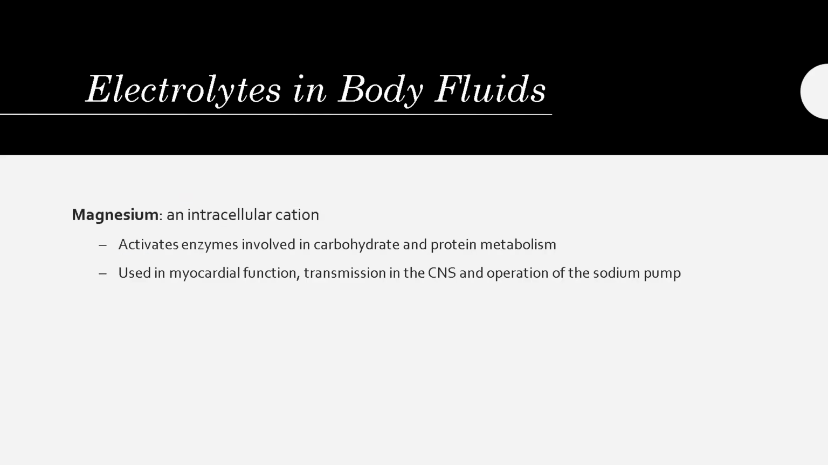In adults, about 54% of total body magnesium is part of bone matrix as magnesium salts, and the remaining about 46% occurs as magnesium ions in intracellular and extracellular fluid. So magnesium is going to activate enzymes. It's involved in carbohydrate and protein metabolism. It's also used for myocardial function, in the transmission in the central nervous system, so these action potentials, and also in operation of the sodium pump.